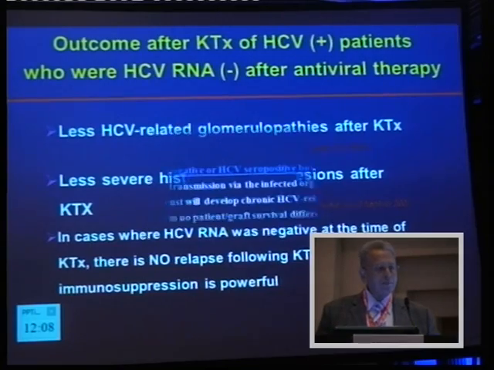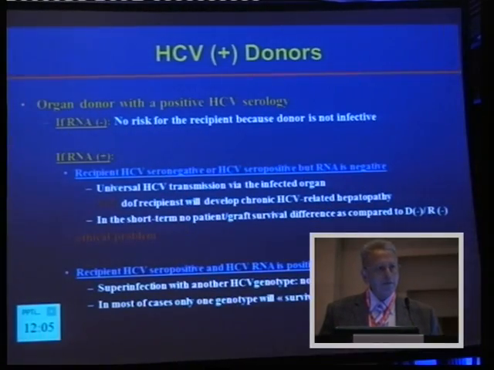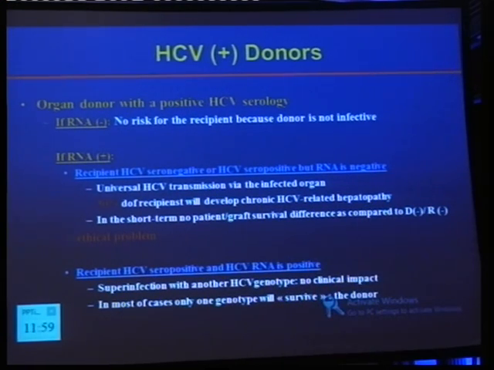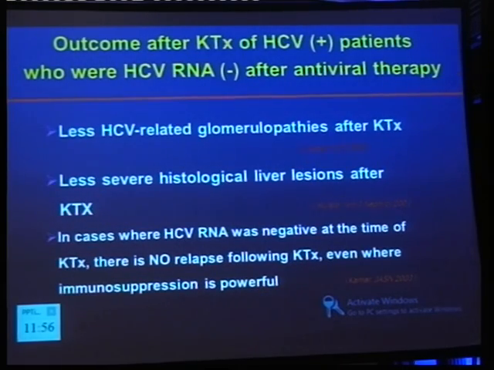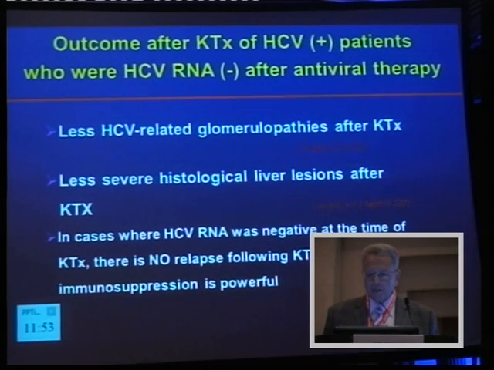So long as we treat these patients on the waiting list before transplantation, we want to know how beneficial this treatment is. In fact, less HCV-related glomerulonephritis after transplantation was published in AJT in 2003. There are also less severe histological liver lesions after transplantation. And this is more important: it has been published that when HCV RNA was negative at the time of transplantation, there was no relapse following transplantation, even when the immunosuppression was intense.